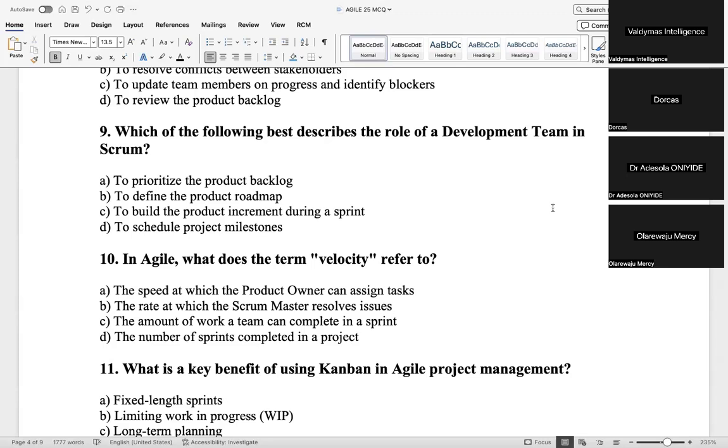B, the rate at which Scrum Masters resolve issues. Okay, that's one option. It's like C2, the amount of work a team can complete is. Okay. Actually, it's like C2. Okay, so C is actually the answer, right?